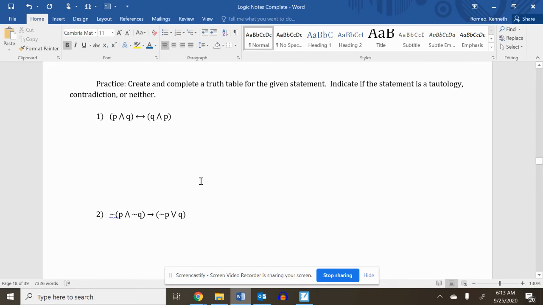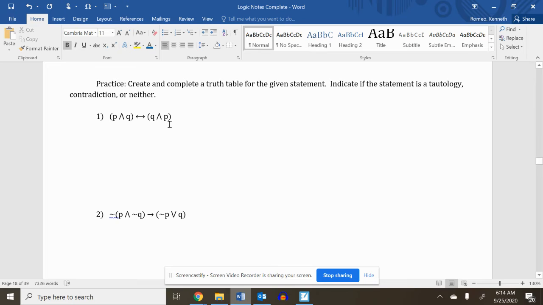Okay, so I have 2 larger compound statements here. We'll do these 2 together, and then the other homework assignments, you guys can try on your own. Okay. So the first one says that P and Q is logically equivalent to Q and P. That's interesting. It looks like I've just switched the order around the caret.